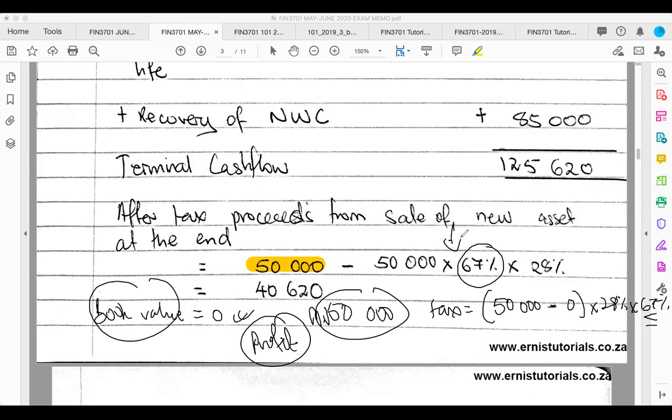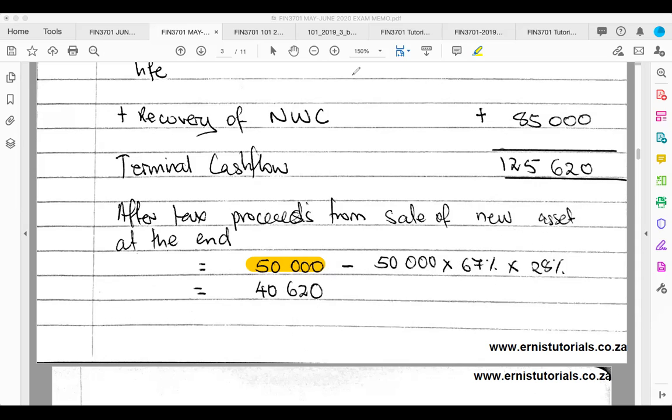So this year, the calculation that I put there, given by 50,000 times 67% times 28%, which is 9,380, represents the tax expense. And then we take the market price of the new asset at the end of its life minus the tax expense, and then we get 40,620 as the after-tax proceeds from the sale of the new asset at the end of its life. So that's where that value came from.